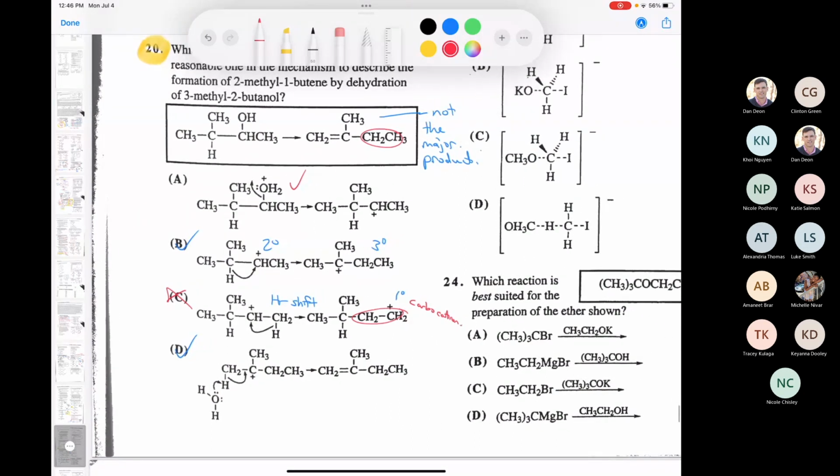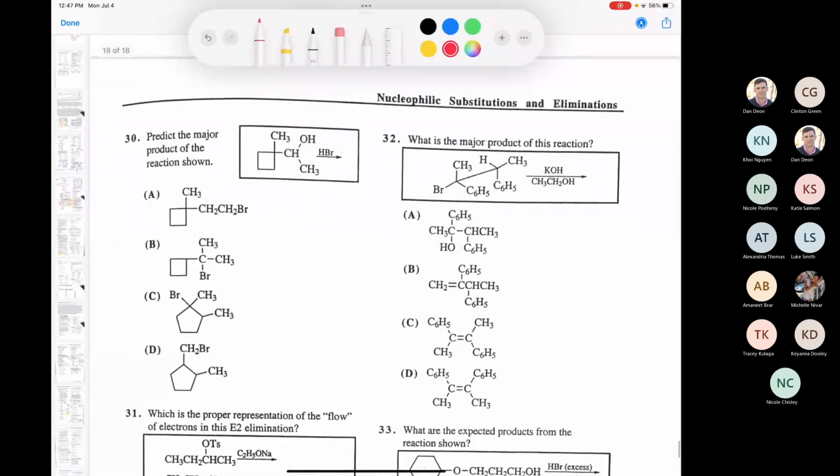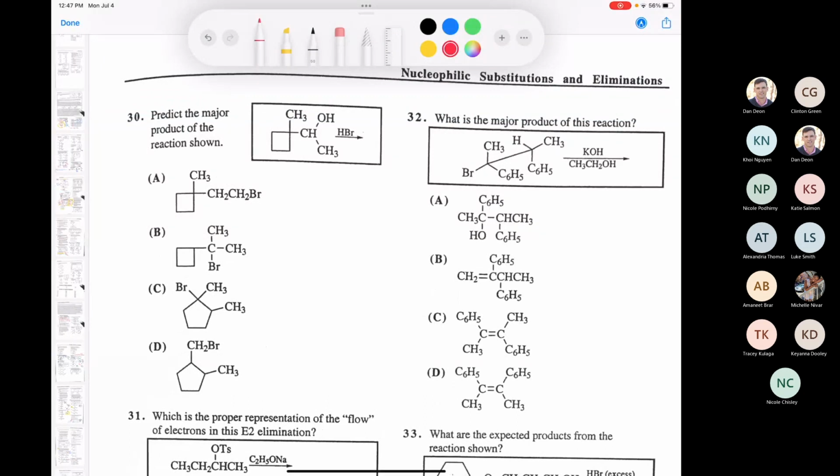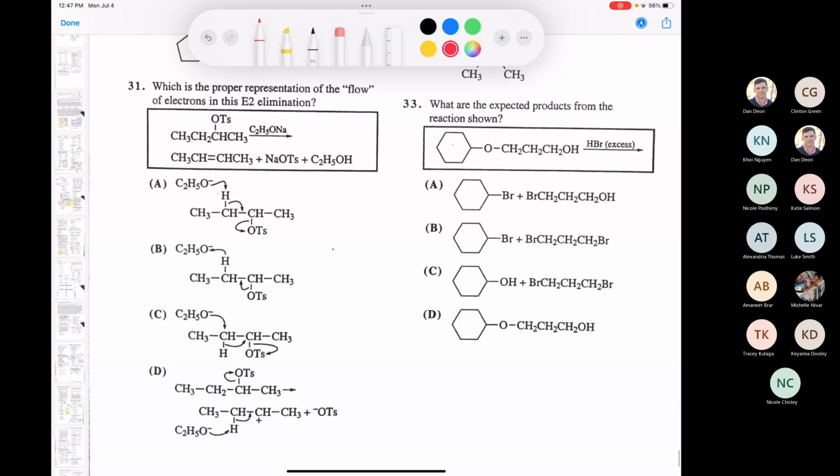So that was 20. Let's skim all the way down to 30. Really getting into it here. I'm going to skip 30. I don't have any questions like 30 on the exam. Let's do 31. 31 is a great question.